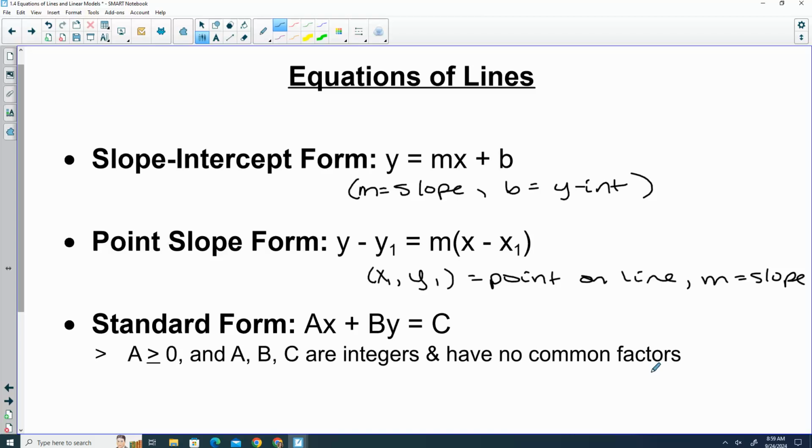But the final one is probably everyone's least favorite. We don't use it all that often, and when we have it, we usually rewrite the problem. But that is standard form: Ax plus By equals C. In that form, the A has to be a positive number. A, B, and C have no common factors, and they are all integers, so no decimals or fractions. But usually, if it's in standard form, we immediately rewrite our problem. I will not give you any of these formulas. These are ones that we've used enough in the past that I would just expect you guys to know.